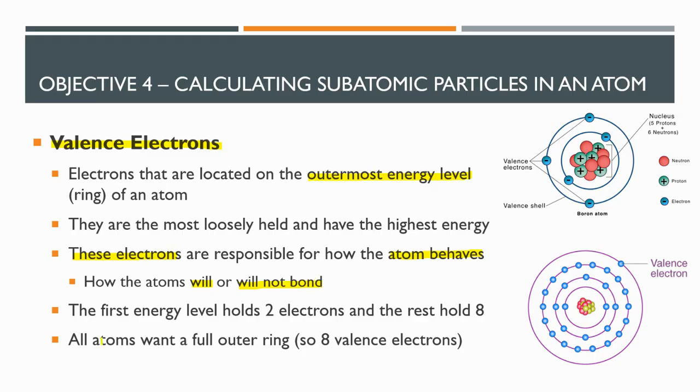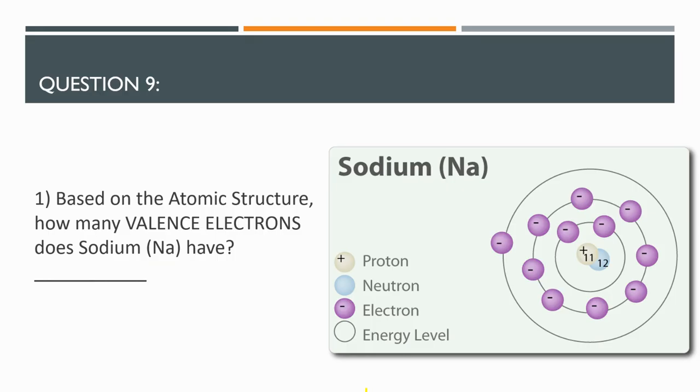And the reason why is because atoms want a full outer ring. They want that outer shell to be completely full. So for most atoms, that's going to be 8 valence electrons. There's a couple of exceptions, hydrogen and helium. They only want 2, okay? But everything else is going to want 8 valence electrons in that outer shell. That's kind of what makes an atom happy. I know that's not the appropriate terminology, but that's how I always like to think about it.